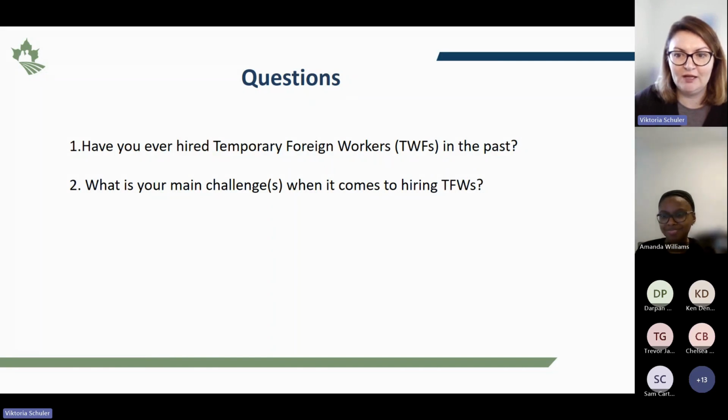Another says: we have hired for many years through SOAP and temporary foreign workers. I will be talking about different streams, SOAP included. There is a lot of difference between all of them. And another: the biggest challenge is language barrier and accommodation. Yes, I can relate to that as well.